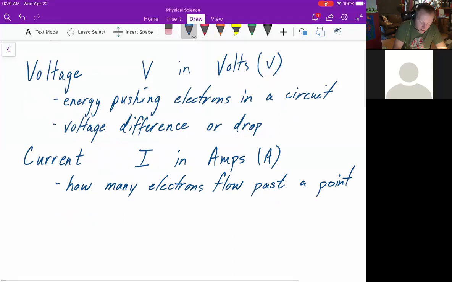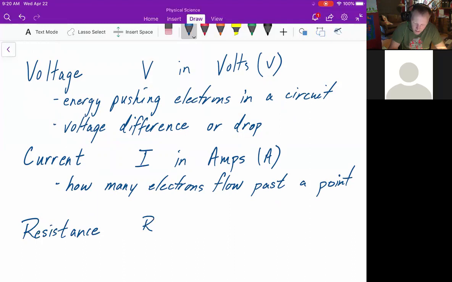And then third one is resistance. We label that with a capital R, and we measure it in ohms. And the symbol for ohms, we can't use an O because it looks too much like a zero.